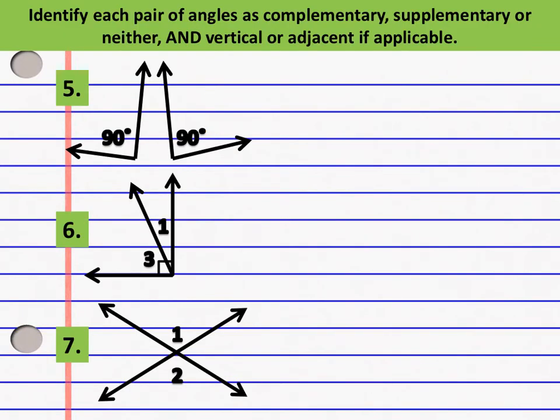Okay, these I want you going through and trying to identify them all by yourself. Your first step is to find out if they are complementary, supplementary, or neither. Then you're going to decide if it's vertical, adjacent, or neither. So these could have just one or two answers.